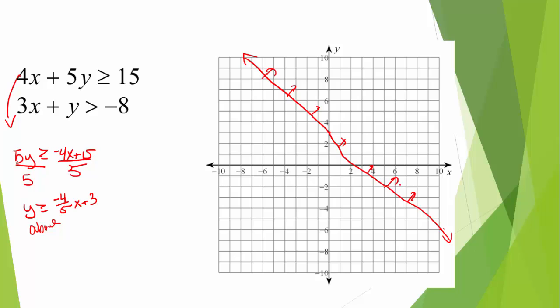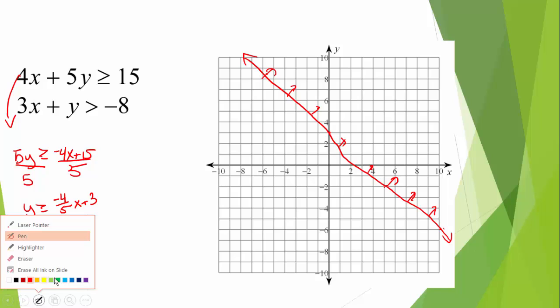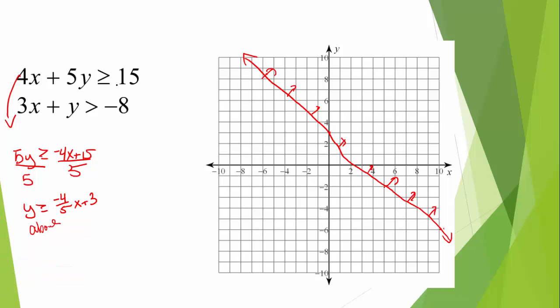And now I'll come up with my second boundary line. So for 3x plus y is greater than negative 8, all I've got to do is move my 3x over, and I get y greater than negative 3x minus 8. So I'll start at my minus 8 on the y-axis. I don't have enough room to go down 3 and stay on the grid, so I'll go up 3 and over to the left 1 instead. Up 3, over to the left 1. Okay, and I will connect those dots with a dotted line.